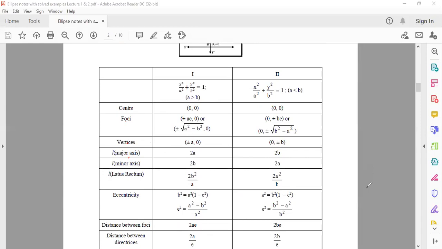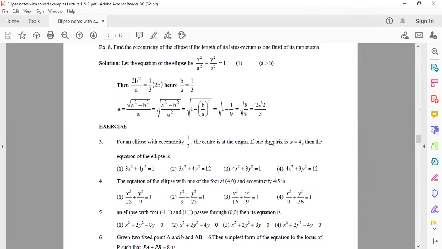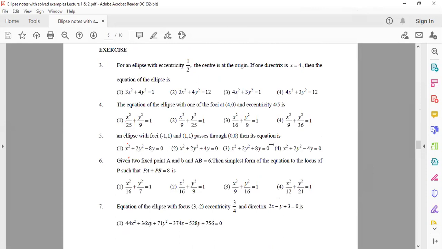Okay. Now after this, I'm going to the exercise. We'll be applying different conditions to get the answers. So start with the first one. Question number 1, that is here question number 3, because 2 questions I had already done last time. Question number 3.